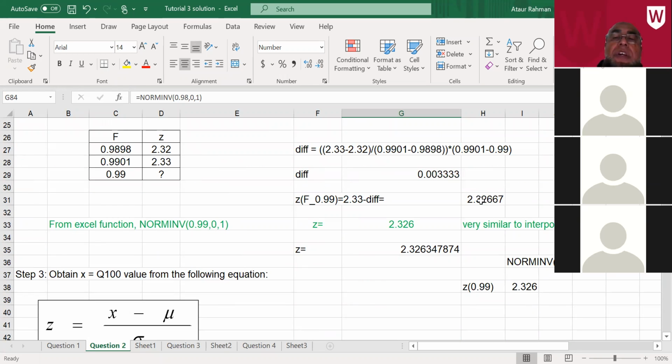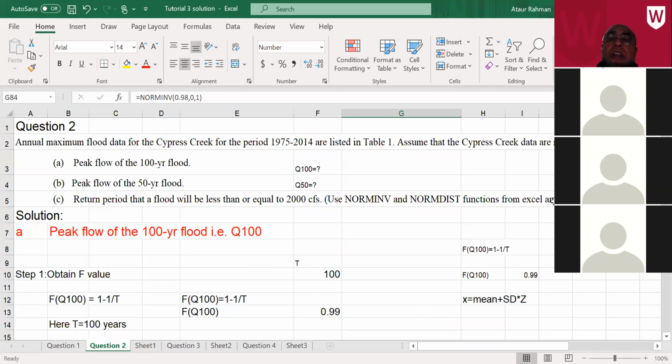There are two things here. There are two functions that we have introduced. One is the NORM.INV, another is the NORM.DIST. We are using two functions here. So what is NORM.DIST used for? The second one, what is it used for?